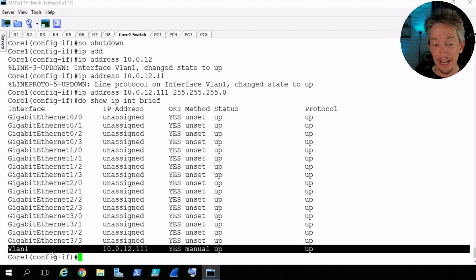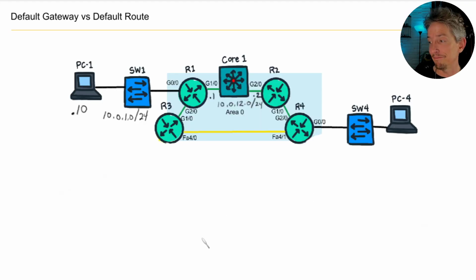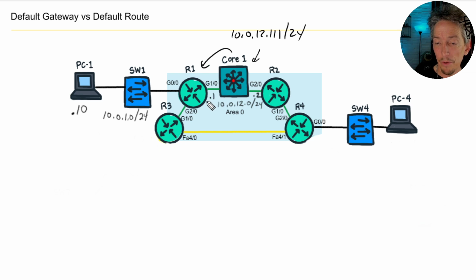All right, so now we've got an IP address. So let's verify what we could do with it. Now, let me erase that. So this PC, the switch, has the IP address of 10.0.12.111 with a 24-bit mask. Fantastic. So what it should be able to do, it should be able to ping R1's gig 1/0 interface address of .1, and it should be able to ping R2's gig 2/0 interface of .2, but it should not be able to ping or have reachability to anything out of this local network.